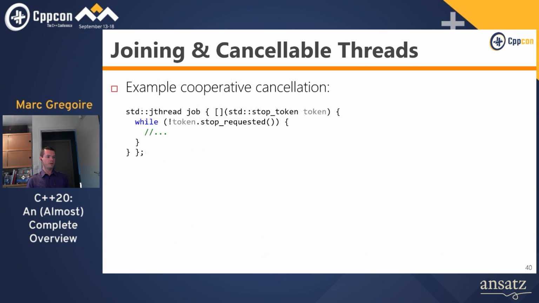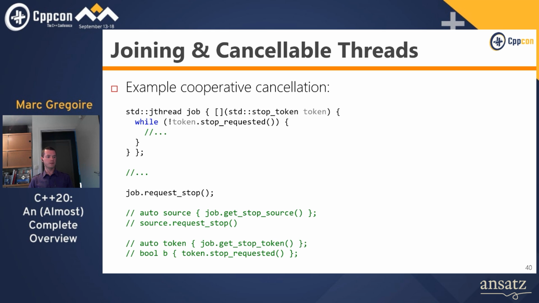So how is this cooperative cancellation working? Whenever I construct a JThread object, the first parameter of my thread function can be a so-called stop token, and then periodically your thread can check the token for a stop that has been requested, or can use a condition variable any to get woken up when the stop token is triggered.